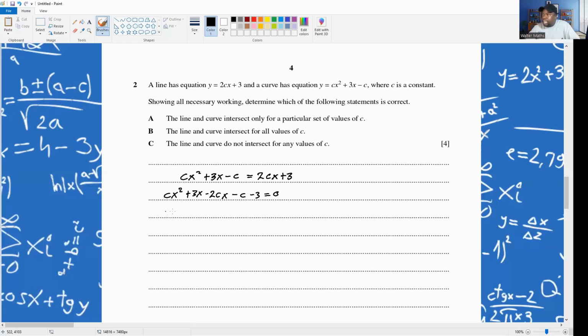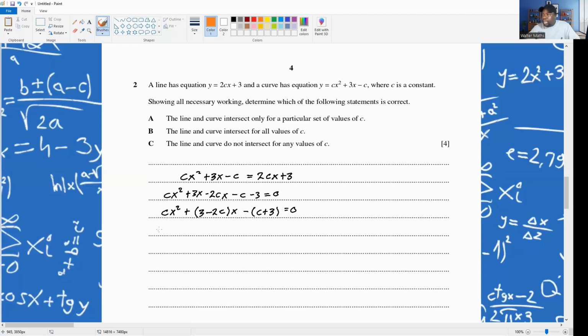So this is cx squared plus, and I'll factor out the x, so we have 3 minus 2c, that's a c of x, and it's minus of c plus 3, all equal to 0. Now we are going to do the discriminant so that we can understand how the line and the curve are related. Do they intersect? How many times do they touch? That will help us to answer the question.